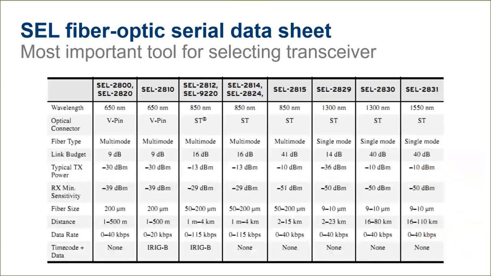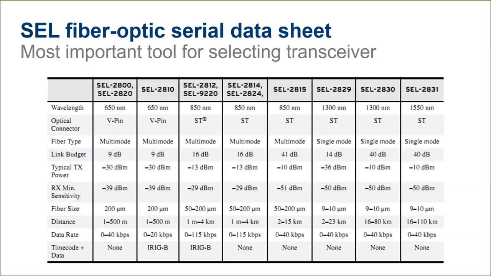So the following are all the different types of fiber optic serial transceivers that SEL offers, which can be ordered to match the type, the line length, and the fiber optic in place. Just a few to point out are the SEL-2800 and the SEL-2810. Those are both fiber optic transceivers that offer a 650 nanometer multi-mode V-pin connector. They can transmit anywhere from 1 meter to 500 meters, so typically within the same substation. And the 2810 also offers an IRIG-B transmission.